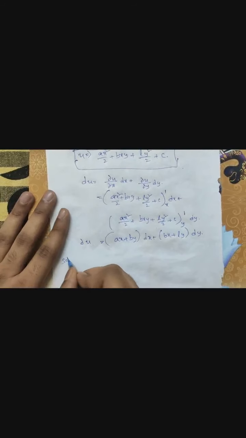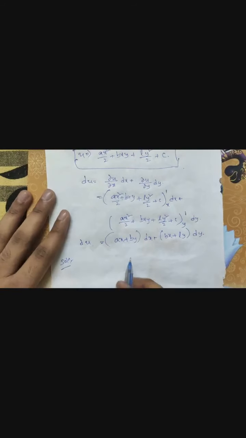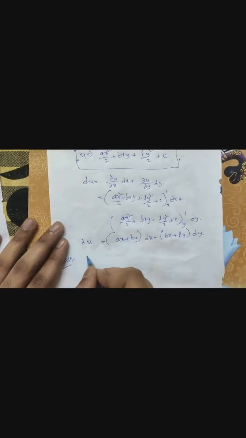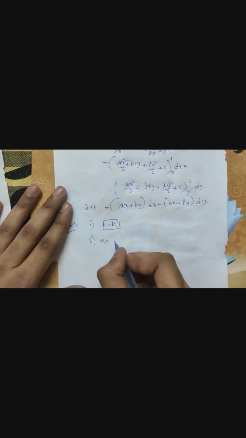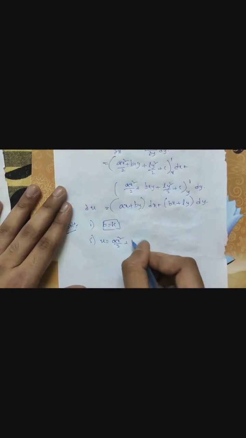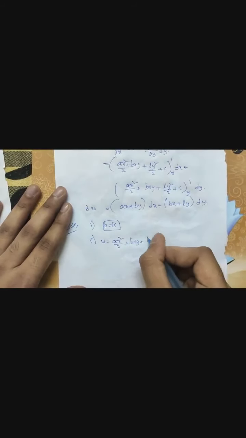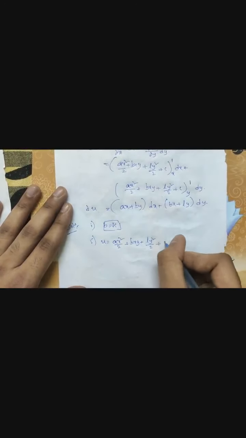So coming to finalizing the question, we got the condition between the constants as b equals k, and the exact ODE we got as ax square by 2 plus bxy plus ly square by 2 plus c.